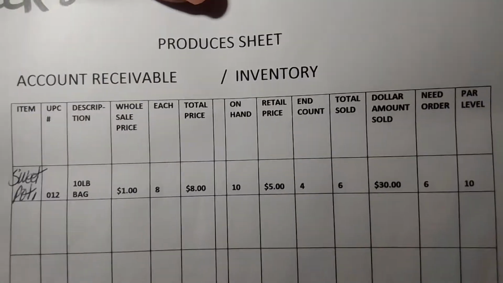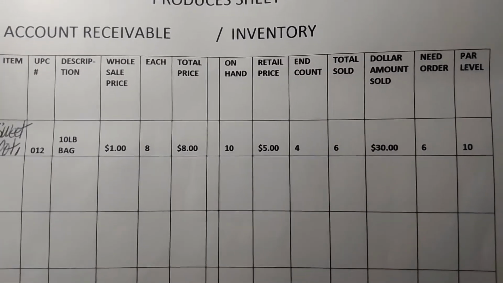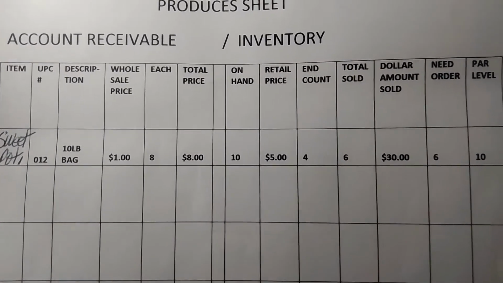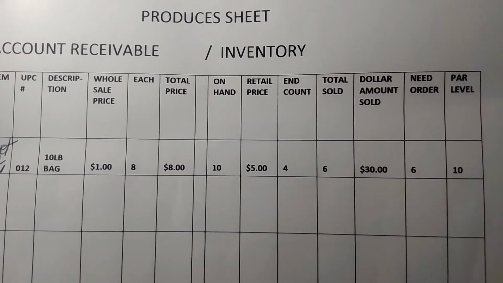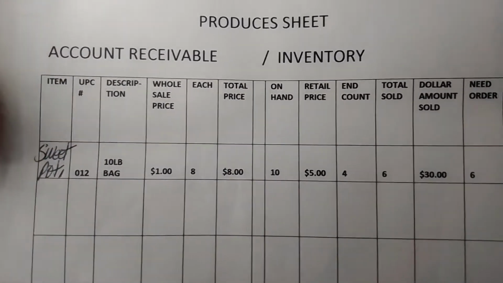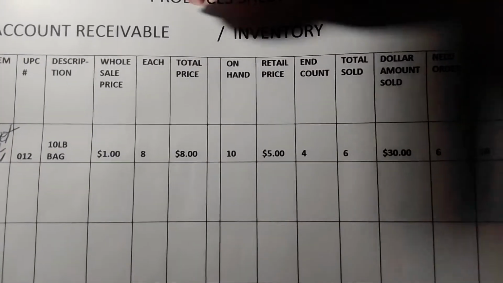And then you just keep going to your next sheet, which is produce. And that's sweet potatoes. Okay? And then you're going to put the UPC number. Then you're going to put the description, which is 10-pound bags. Then you're going to put the wholesale price, which is $1. And you remember, they brought us 8. It says each. They brought us 8. The total price is $8. Okay? So, you're going to go through each sheet like that. Produce sheet. Then you're going to do your meat sheet. And then you're going to do all the other sheets like that.